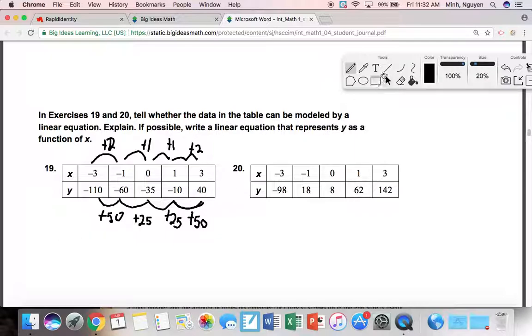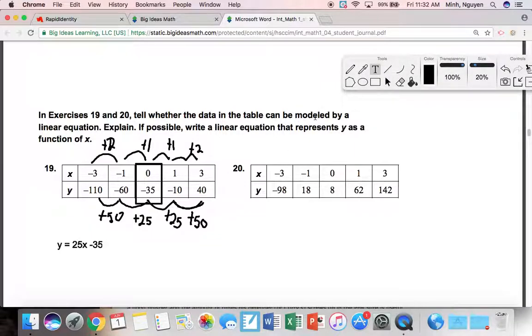I'm going to write this in slope-intercept form because we have the intercept right there, and we know the slope is going up by 25. So this is going to be real simple. Y equals 25x. It's going up by 25, so it's a positive because it's going up. Minus 35. That's your intercept. This is your intercept right here. 0, -35.